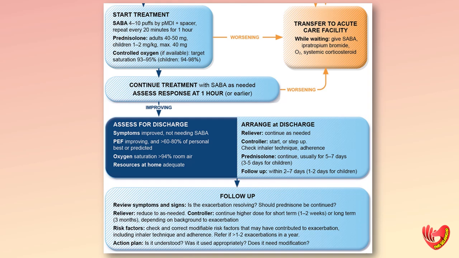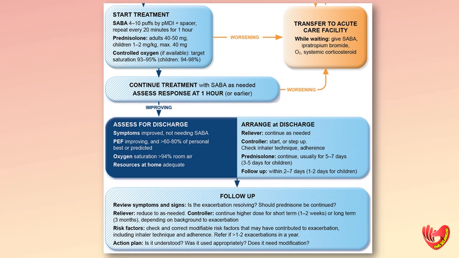After starting the initial treatment for mild to moderate acute exacerbation of asthma, we need to assess the patient. If the symptoms are worsening, we need to transfer this patient to acute care facilities. While waiting, we can continue giving SABA, ipratropium bromide, oxygen therapy, and systemic corticosteroids.